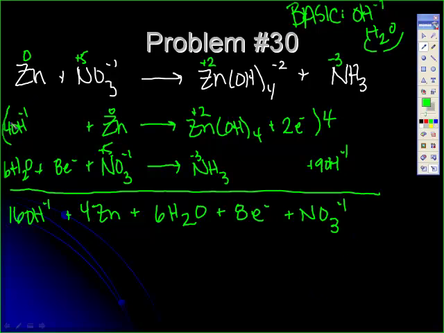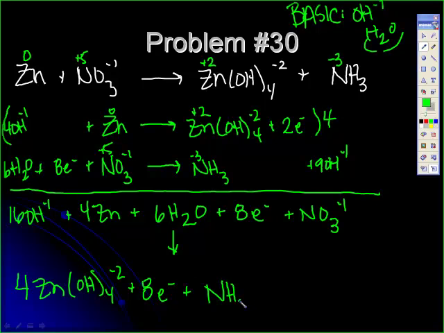So I'm just taking all of my reactants and writing them out. Even my electrons, because I like to. On my product side, I'm going to have 4 Zn(OH)4 2 minus. Forgot to write that one here. I'm going to have 8 electrons. I am going to have an NH3. And I'm going to have 9 OH minuses.